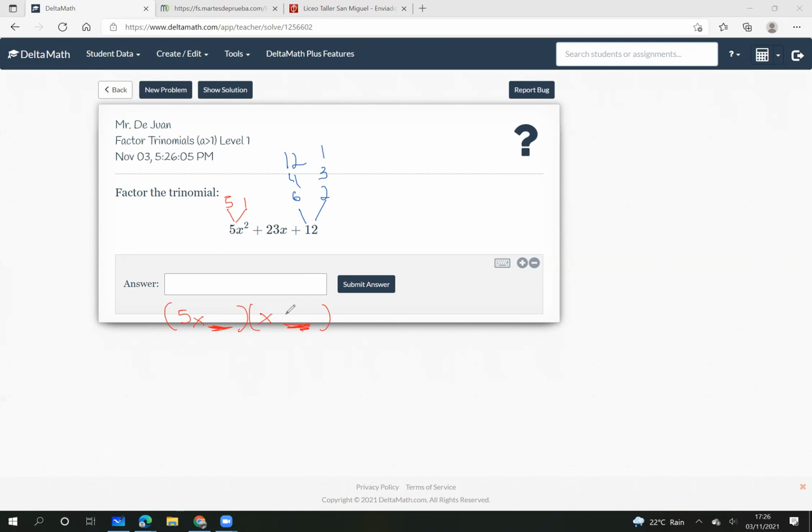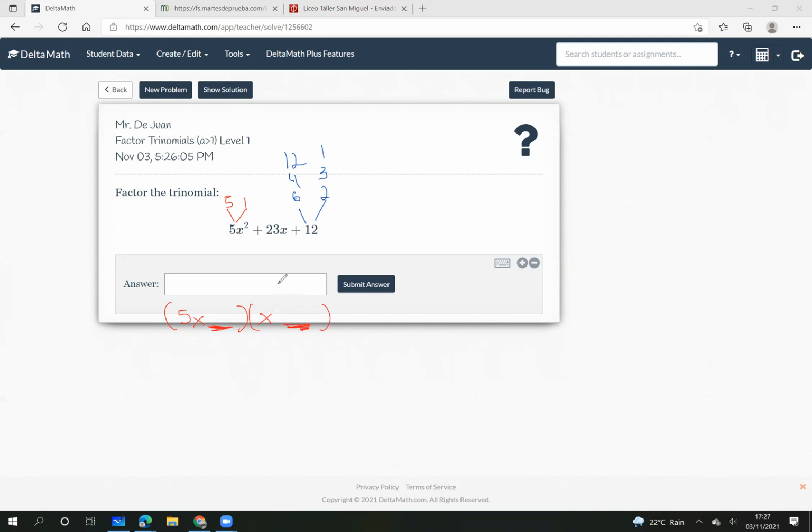Let's see. If I put, let's say, 2 here and 6 here, 6 times x is 6x, and 5 times 2 is 10. So 10 plus 6 is 16. That's not the number I found and that I need right there. So it can't be 2 and 6.